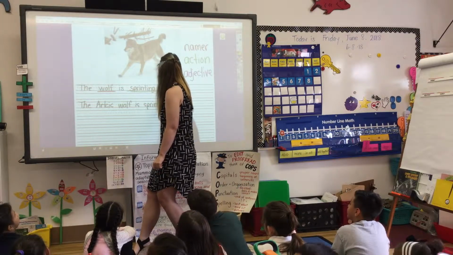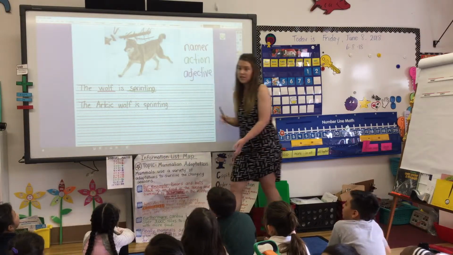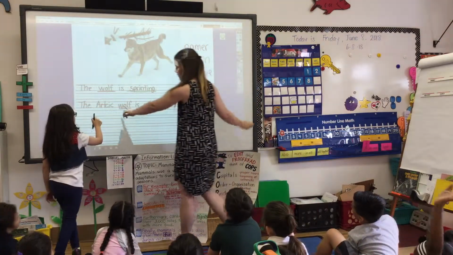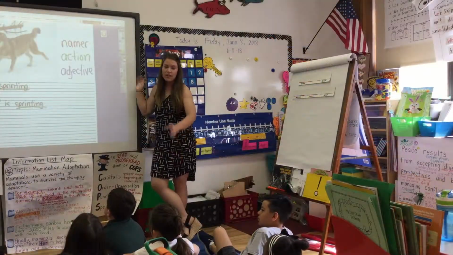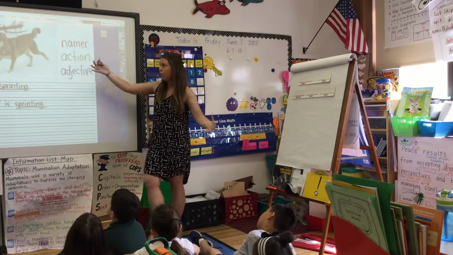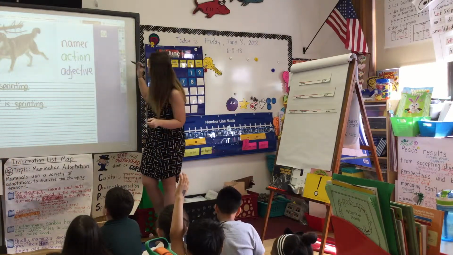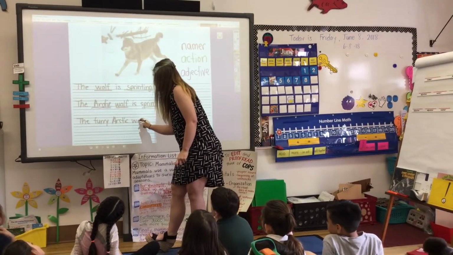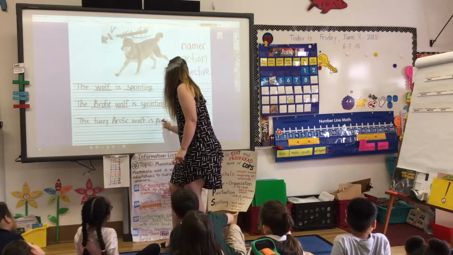sprinting. So I'm keeping the same simple sentence, but I'm just adding some describing words to say what kind of wolf we're talking about. So which word is the adjective in this sentence? Arctic, good. Now we want to expand our sentence even more. We want to say more about this wolf because we can use so many words to describe him. Yeah. So we could say the furry Arctic wolf is sprinting.